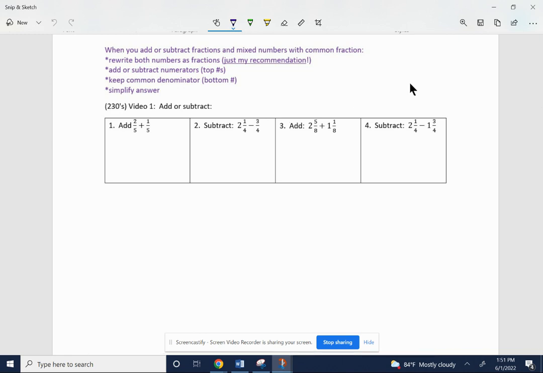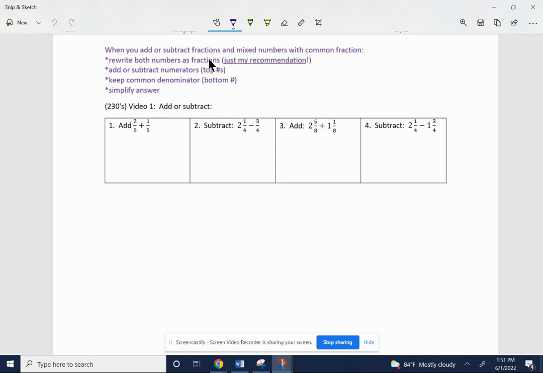Okay, these problems are over adding and subtracting fractions and mixed numbers. Okay, fractions and mixed numbers, but they do have common denominators. Okay, if it was me and I wanted to add or subtract fractions with mixed numbers, regardless if they had common denominators or not, I would change all my mixed numbers into fractions first.